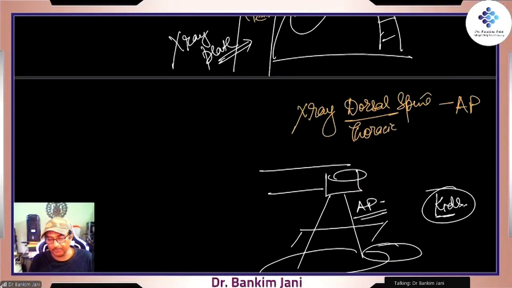So same way, if you want to take the X-ray of the spine, the spine should be near. In that case, we'll be taking the AP view. It is near.